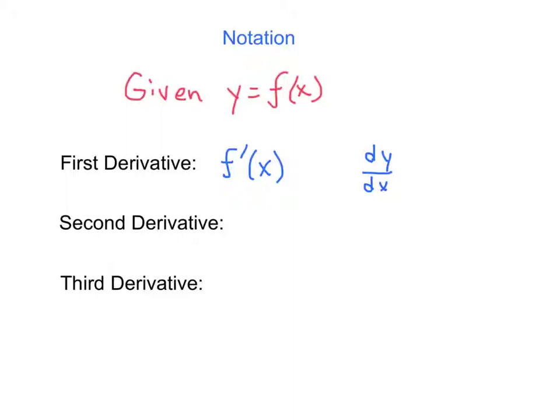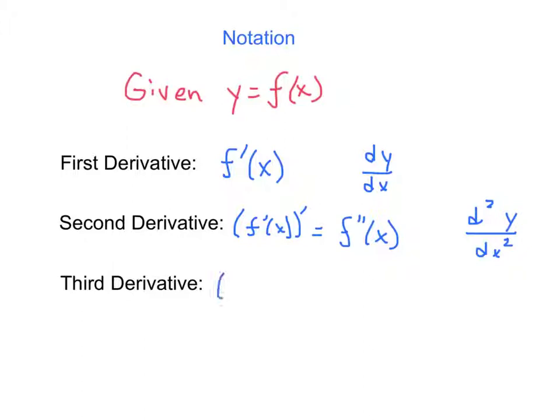For the second derivative, what we'd be doing is taking the derivative of f prime of x. But we don't usually write it with this notation. Instead, to make it a little simpler, we write f double prime of x. That means the second derivative. In Leibniz notation, we use little superscript 2's. So it's d squared y over dx squared. That means the second derivative.